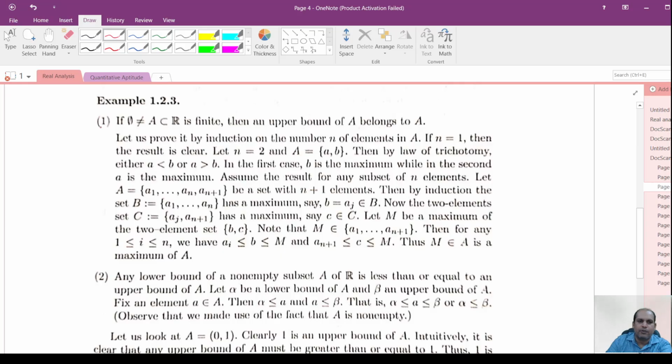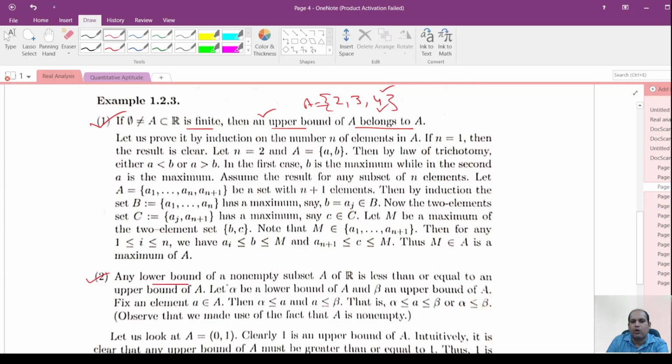Similarly, just look at this property, we will come back to it again. If A is a non-empty finite subset of R, then there exists at least one upper bound of A which belongs to A. There may be more than one upper bound. For example, in this case we have shown 2, 3, 4, there are several upper bounds. In fact, every real number greater than or equal to 4 is its upper bound, but alpha equal to 4 is one upper bound which belongs to this set.